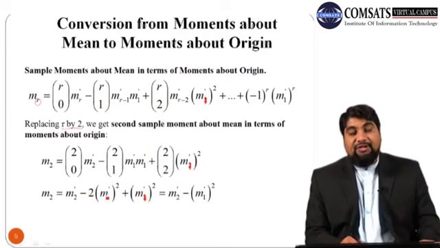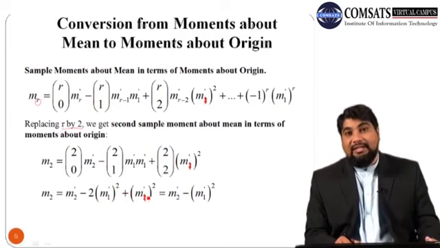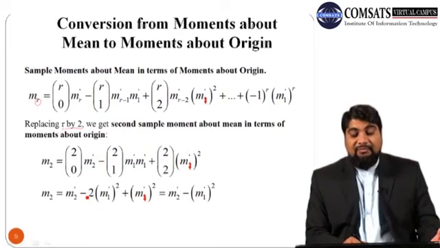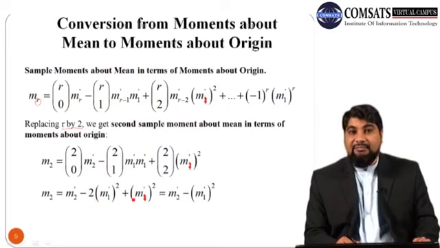So here we have minus 2 m1 dash whole square plus 1 times m1 dash whole square. Both terms are same, their coefficients are different, so we can combine these two terms. The coefficient of the second term is minus 2, while the coefficient of the third term is plus 1, so minus 2 plus 1 we get minus 1. So this is simplified to m2 dash minus 1 times m1 dash whole square.